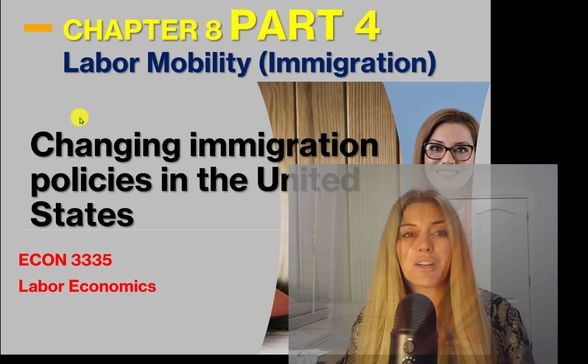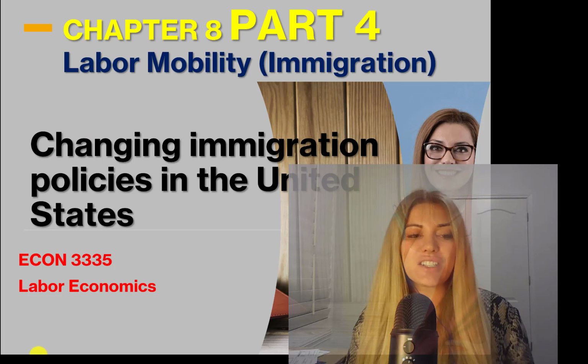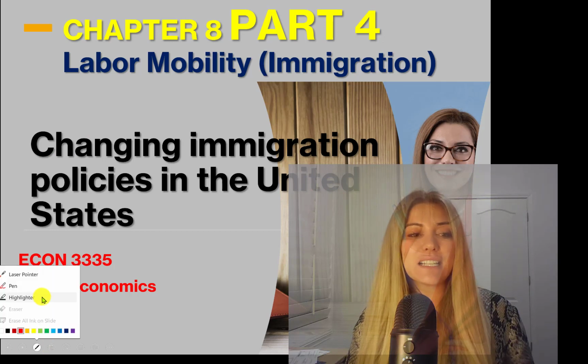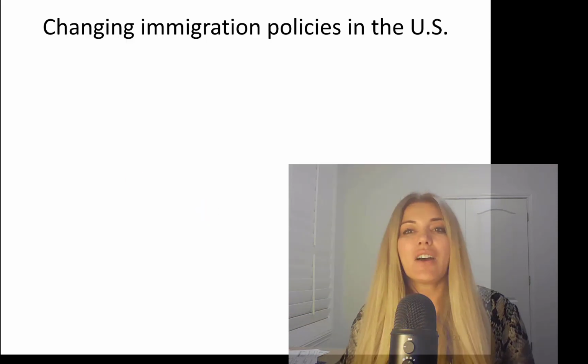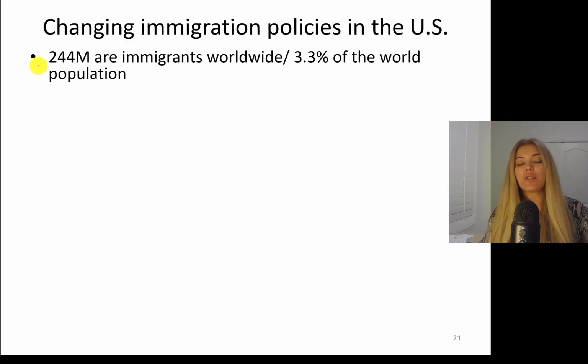So in this part 4, we are going to learn about changing immigration policies in the United States. All right, so 244 million people are immigrants. This is like before 2020 numbers, but it is a realistic number. These are immigrant people worldwide. So they're living in a country other than where they were born, right? So this is 3.3% of the world population.